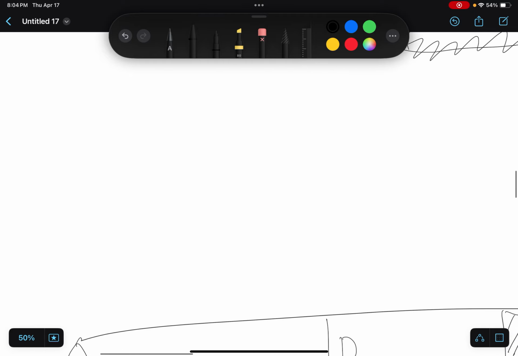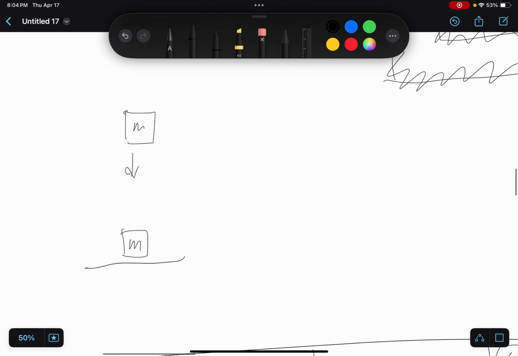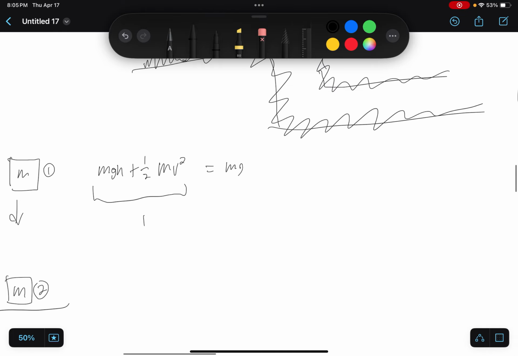Let's assume you learn this in high school physics. You have a box with a mass, m, and you drop it. And it hits the ground. And you're asked, how fast is it going when it hits the ground? So the way you do that is you say, let's call this state 1. Let's call this state 2. So you say mgh plus 1/2 mv squared at state 1 equals mgh plus 1/2 mv squared at state 2.